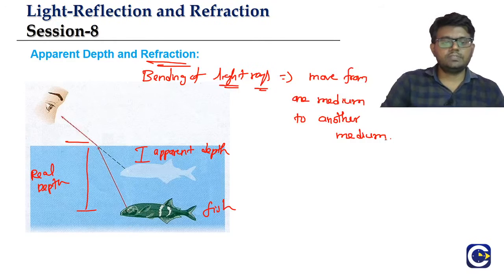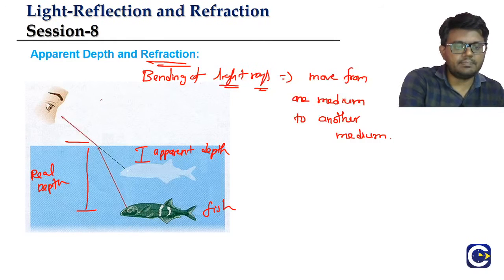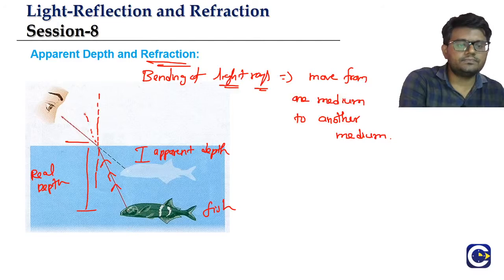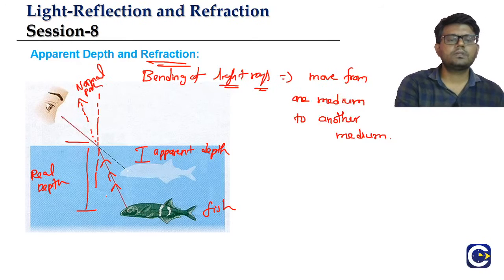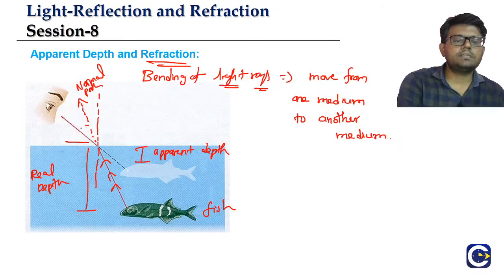If you see over here, think about the normal that you draw. The light ray is starting from the object. What is the object here? The fish is the object. It should have gone like this. This should be the normal path, or we can say the original path. So how is it bending? This is bending away from the normal.